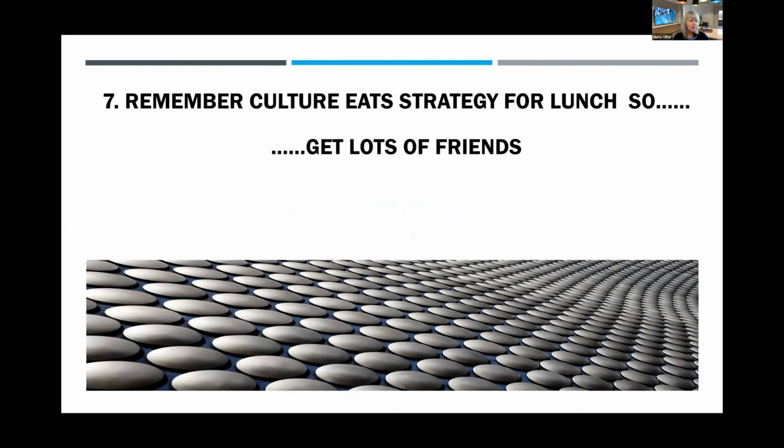Number 7, now this is where we start to get to a few of these sort of more, not controversial, but certainly not something that's obvious in a data strategy. So we all know this, right? That culture eats strategy for lunch. So get a lot of friends. In the world of data, again, you're always going to have to make these trade-off decisions.